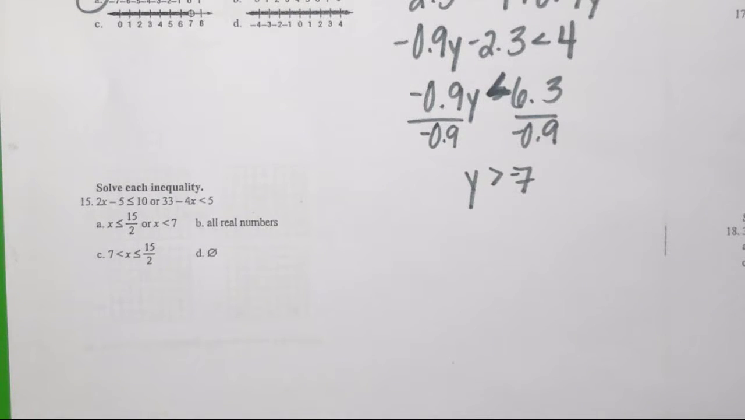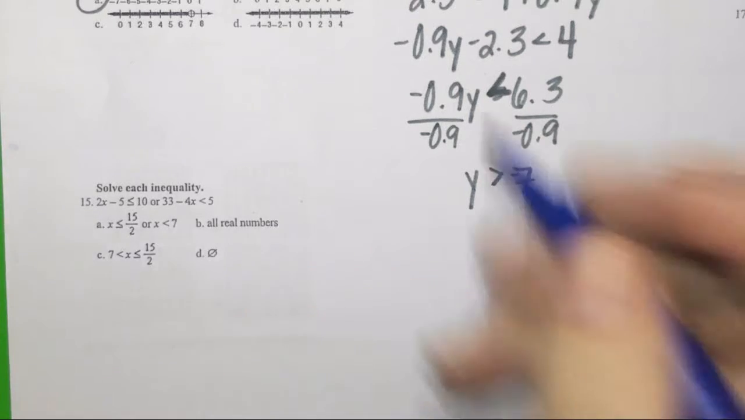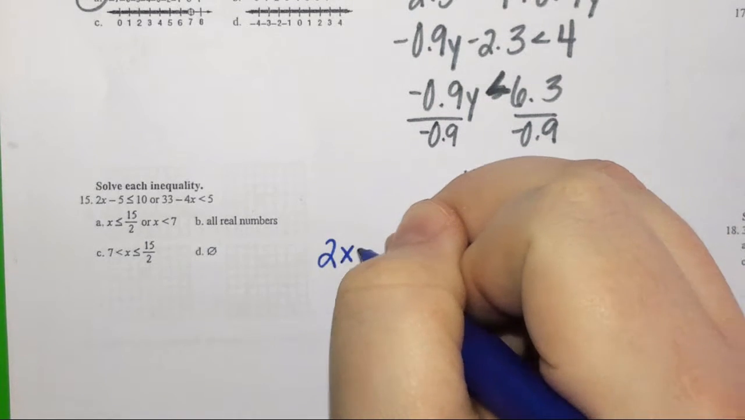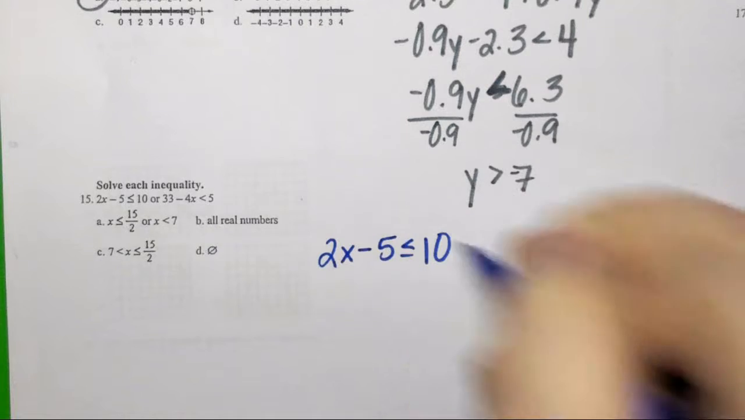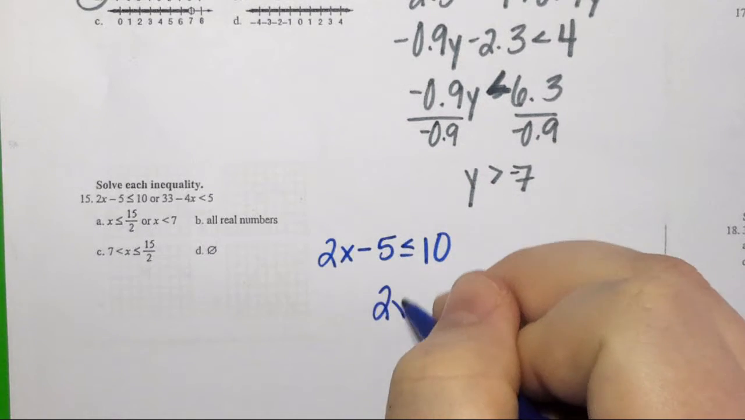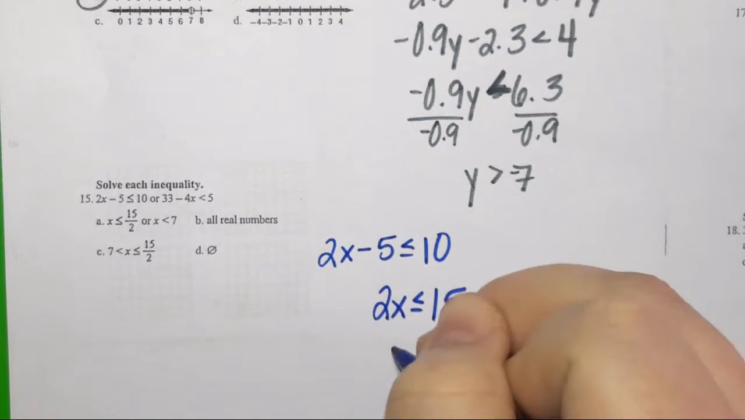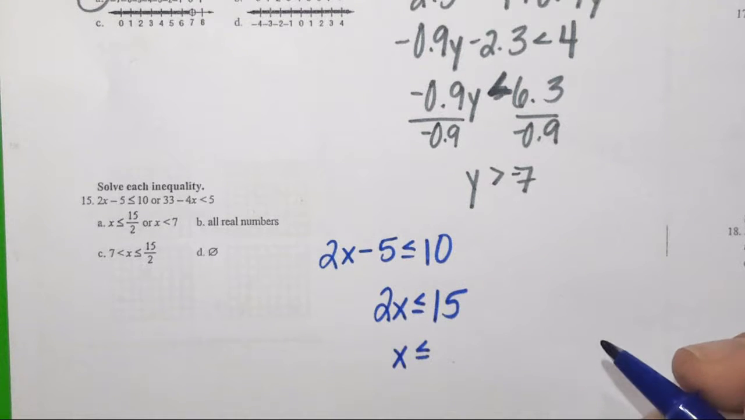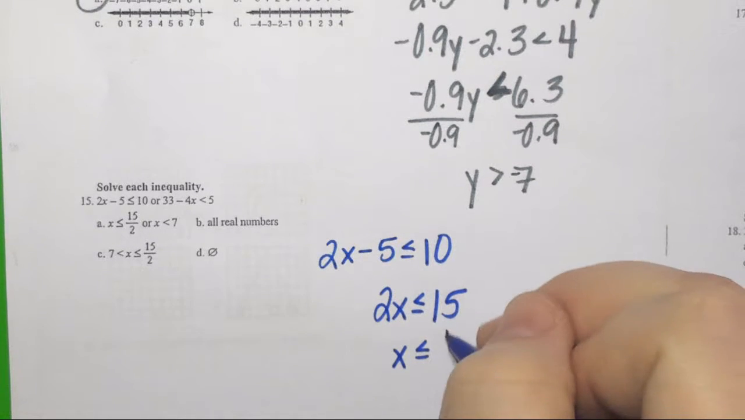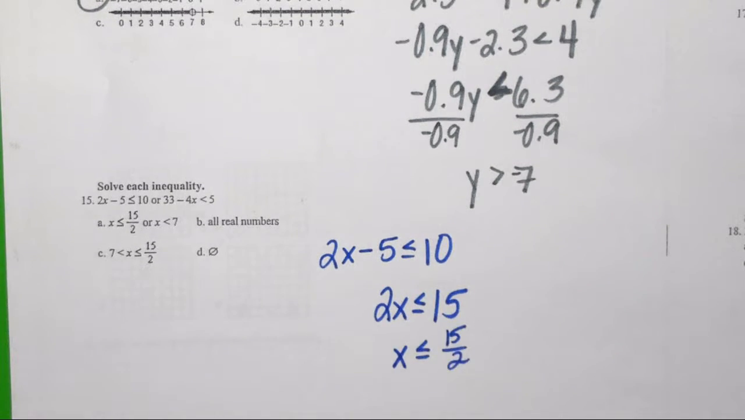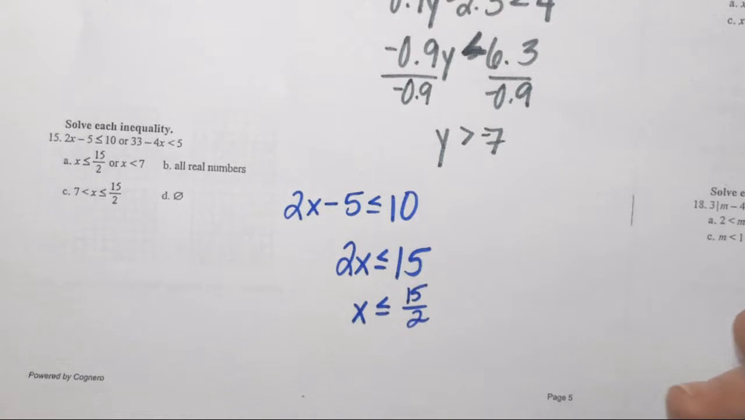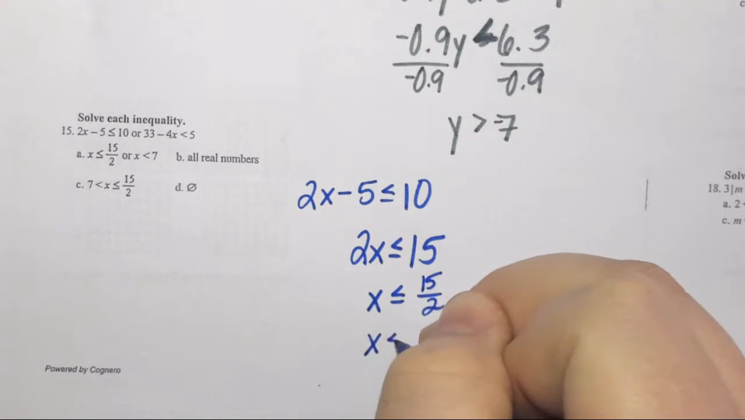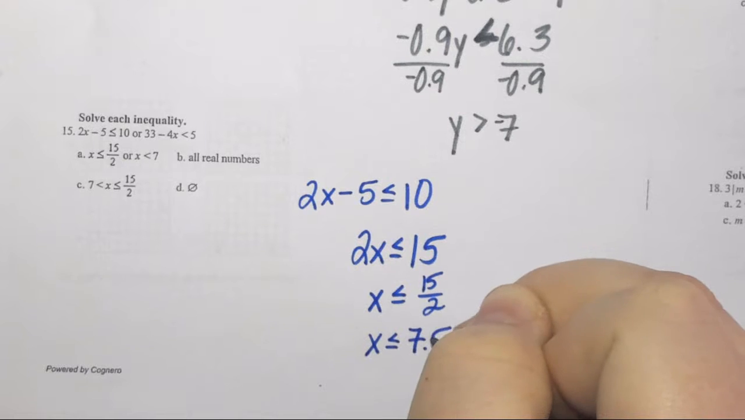Okay, number 15. I've got to solve 2x minus 5 is less than or equal to 10. If I add 5, I'll have 2x is less than or equal to 15. So x is less than or equal to 15 over 2. I like fractions better, but it's useful in this problem to know that 15 over 2 is equivalent to 7.5.